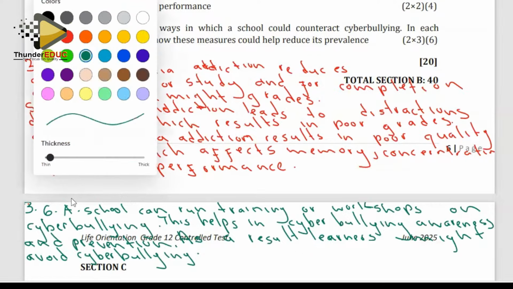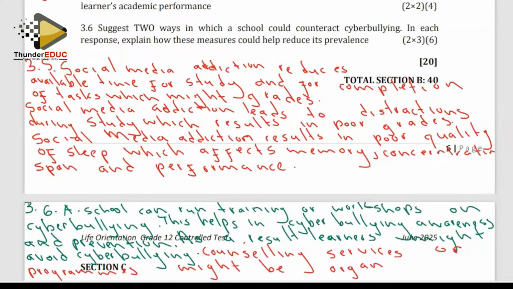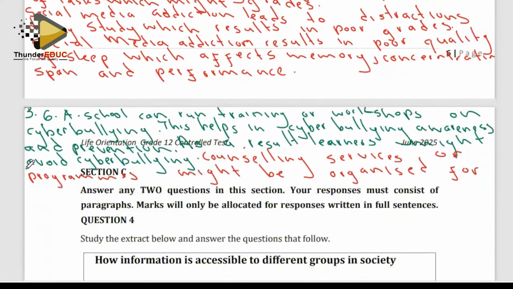All right, in addition to this, we can also say that counseling services or programs can be organized for victims of cyberbullying. Then also, victims can feel heard and validated. So there should be social support services for victims of cyberbullying.